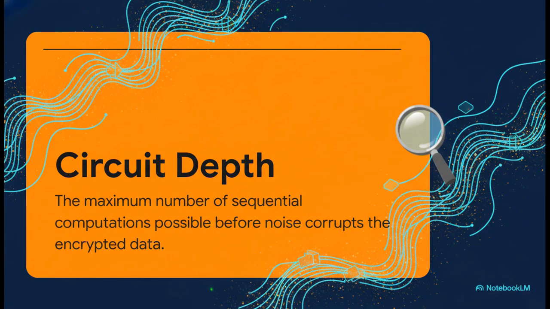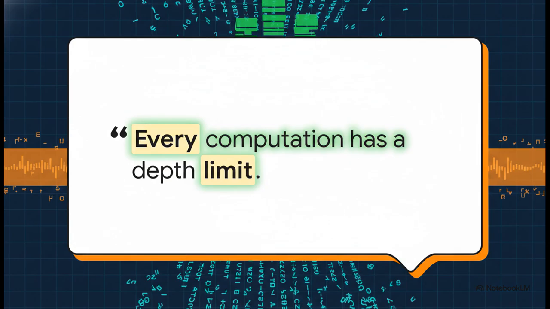Now for the second price, a hard limit on complexity. So you can't just run an infinite number of calculations. Every HE scheme has this concept baked in called circuit depth. The best way to think of it is like a budget. You've got a certain number of sequential operations you can perform before the encrypted data basically just degrades into garbage. And let me be really clear, this isn't a suggestion, it's a fundamental boundary. This limit forces engineers to completely rethink how they design algorithms. You have to create programs that are not only correct, but also shallow enough to fit within that allowed depth. It's a completely new kind of constraint you have to design for.